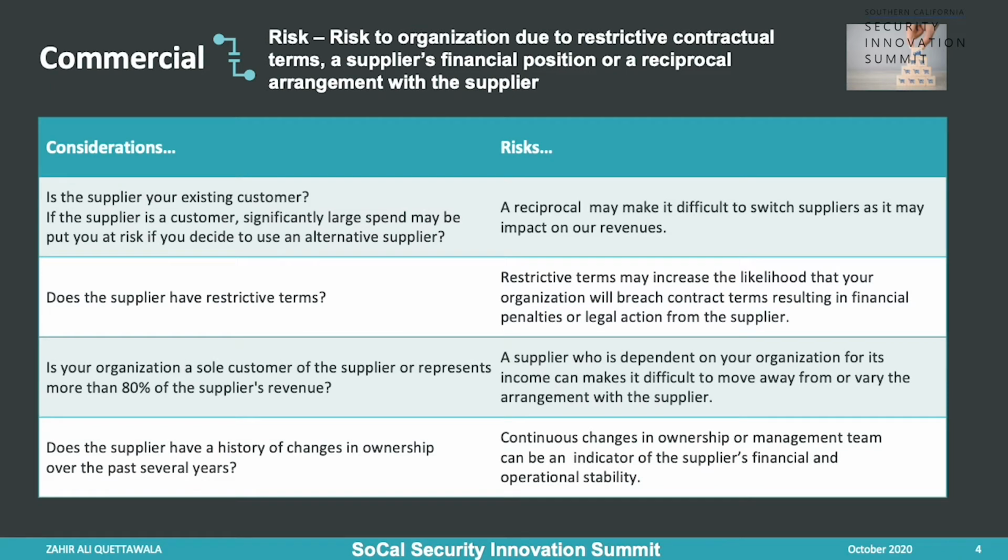Now let's go to the second area, which is commercial. In this, the risk is to the organization due to restrictive contractual terms, a supplier's financial position, or a reciprocal arrangement with a supplier. So let's go through these points.